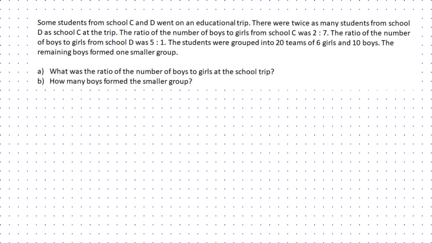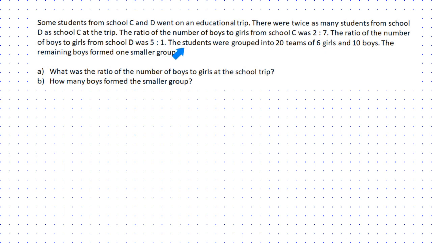So this is a very important piece of information as it gives us the relationship between the total number of students from school C and from school D at the trip. Next, we are given the ratio of the number of boys to girls from school C and school D.